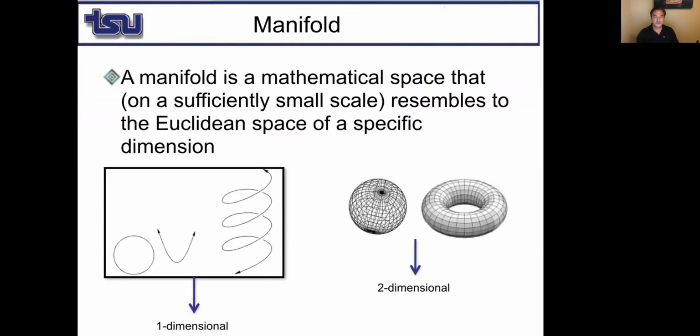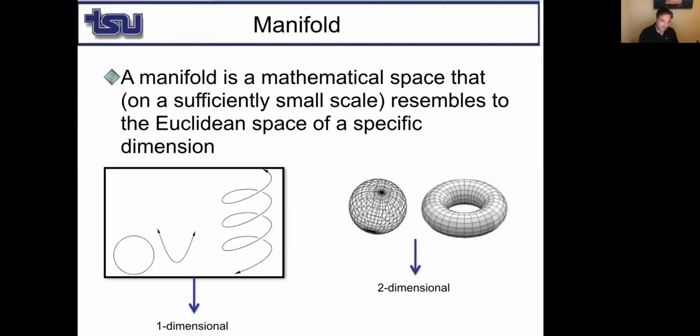Okay, so what's a manifold? I'm just giving an introduction to you. A manifold is a mathematical space that resembles the Euclidean space of a specific dimension. What does that mean? On a very sufficiently small scale.